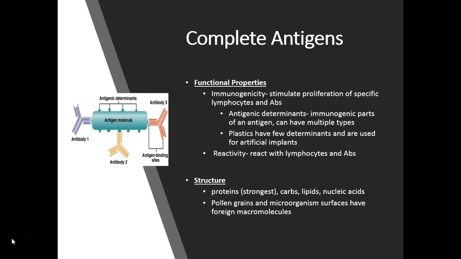So antigens are very large, complex molecules. Most often they're proteins, but nucleic acids, lipoproteins, glycoproteins, and even some large polysaccharides can act as antigens. Plastics, however, have few antigenic determinants, so they can be used to create artificial heart valves or joints, and therefore not elicit an immune response.